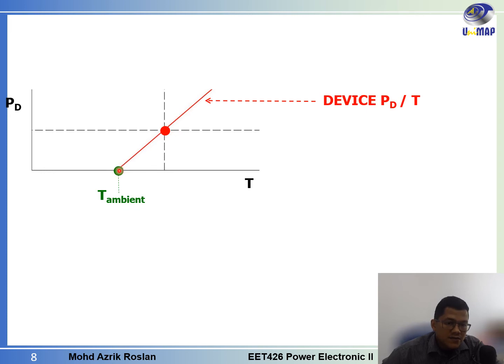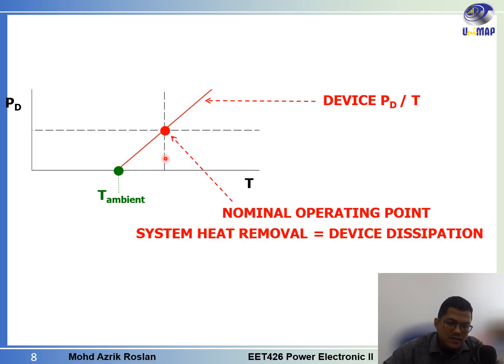Okay, so if the slopes of the lines are the same, this is the nominal operating point, where the system heat removal is equivalent to the device dissipation. So in this case, dP removal over dT is equal to the rate of the power dissipated versus temperature. I will show an example of this in a later slide.